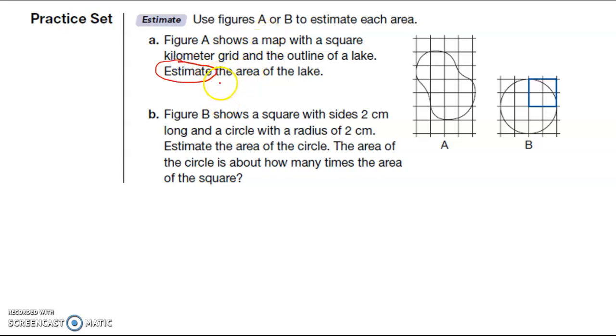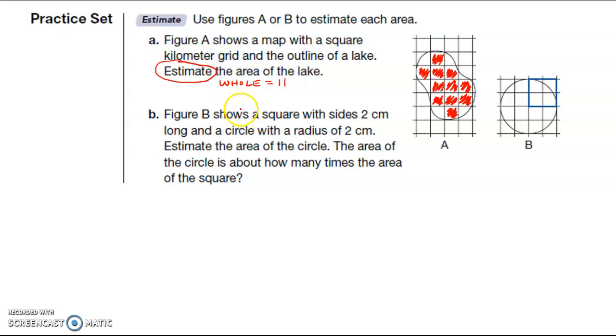So the first thing we're going to do is count whole squares. That's a whole square. That's a whole square. That's about a whole square. That's a whole square. That's a whole square. That's a whole square. So all of these little red squares we're going to count as whole. So how many do we have? 1, 2, 3, 4, 5, 6, 7, 8, 9, 10, 11. So I'm going to say we have 11 whole squares.